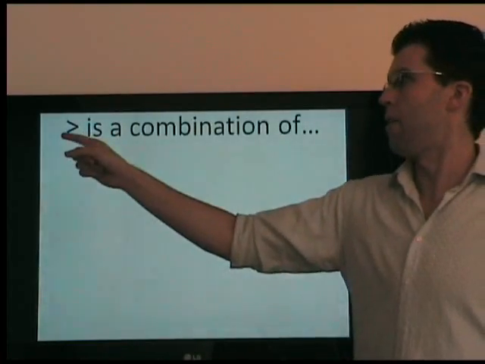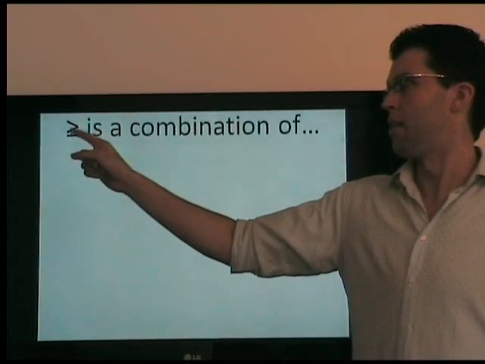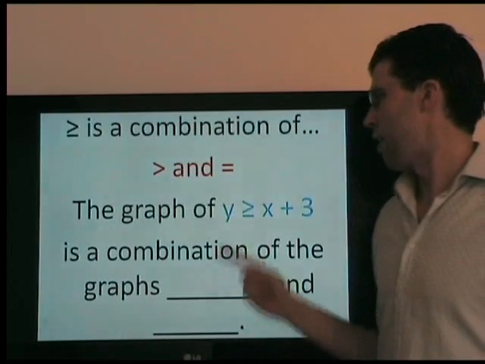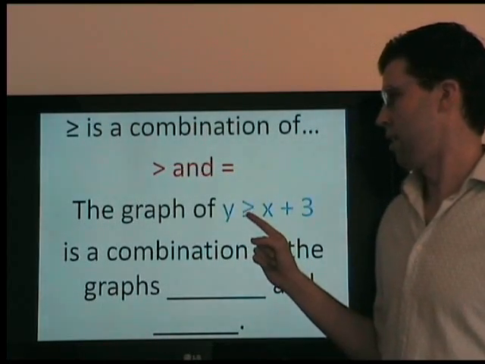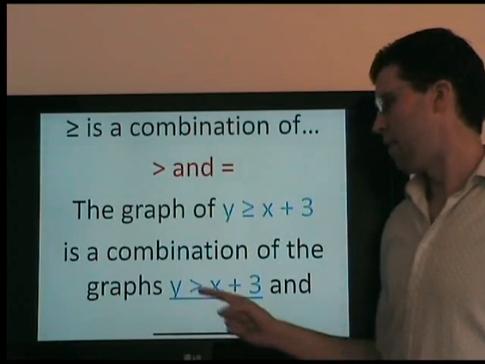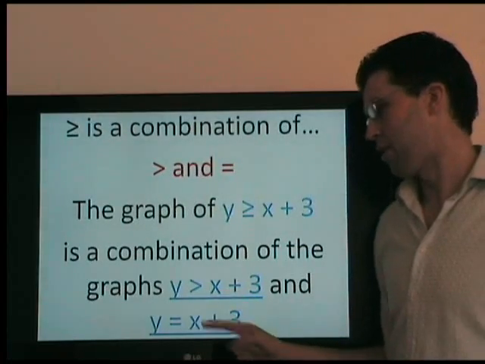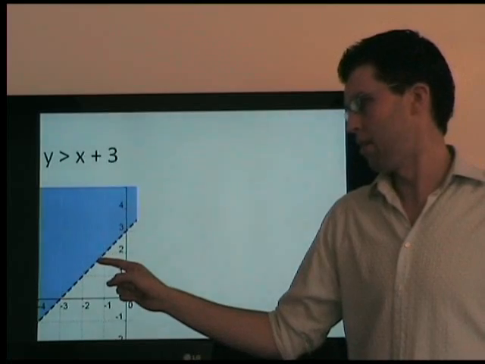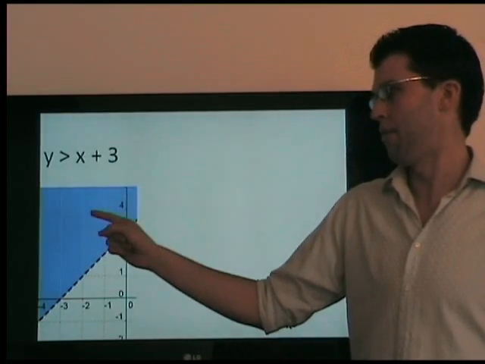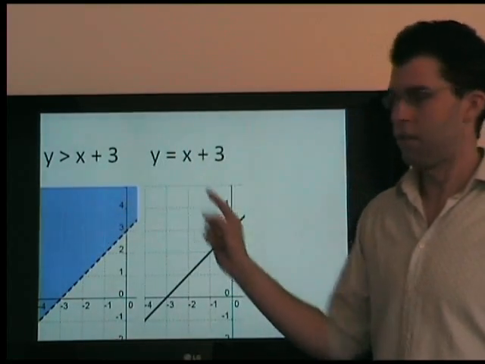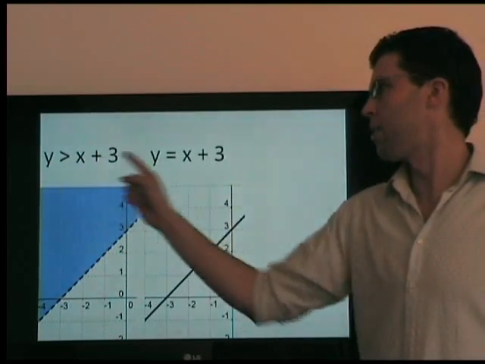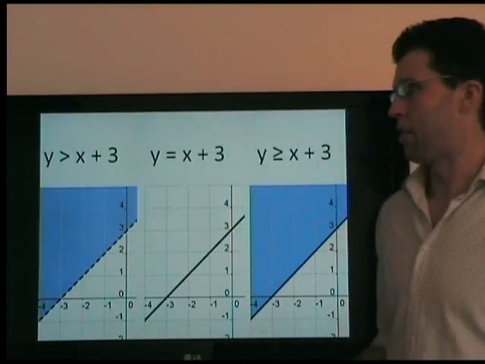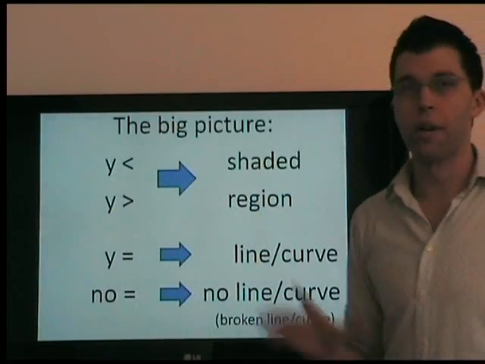Okay? Now for is greater than or equal to, this is a combination of these 2 symbols. So it makes sense then that the graph of this inequality is a combination of the graph of this inequality and this equation. So let's take a look. Greater than, no equal sign means no line, so broken line, shade above. Y equals, solid line. If we combine these 2 symbols, we get this symbol, and we combine these 2 graphs, we get this graph.